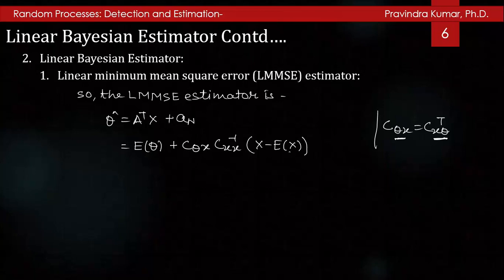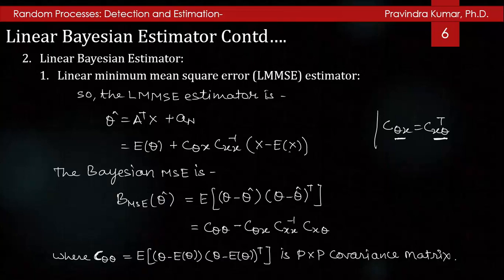And for a 1 by p vector parameter theta, an equivalent expression for the LMMSE estimator is derived as the BMSE of theta cap, which equals the expected value of (theta minus theta cap) times the transpose of (theta minus theta cap), which equals C theta theta minus C theta X times the inverse of CXX times CX theta, where C theta theta is the expected value of (theta minus expected value of theta) times the transpose of (theta minus E theta), and it is the p by p covariance matrix.